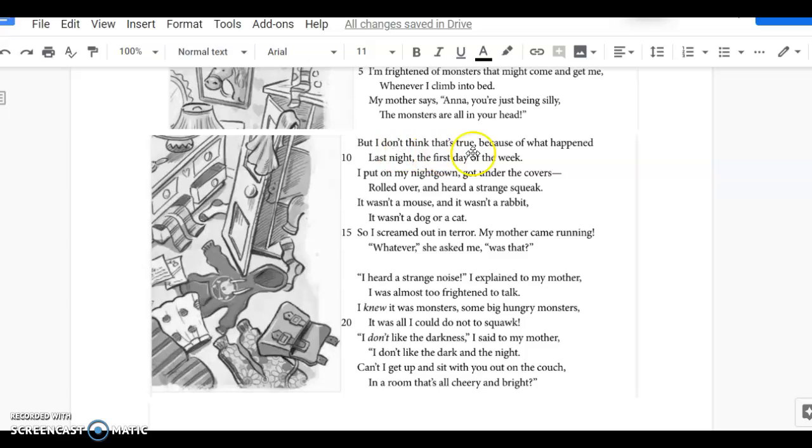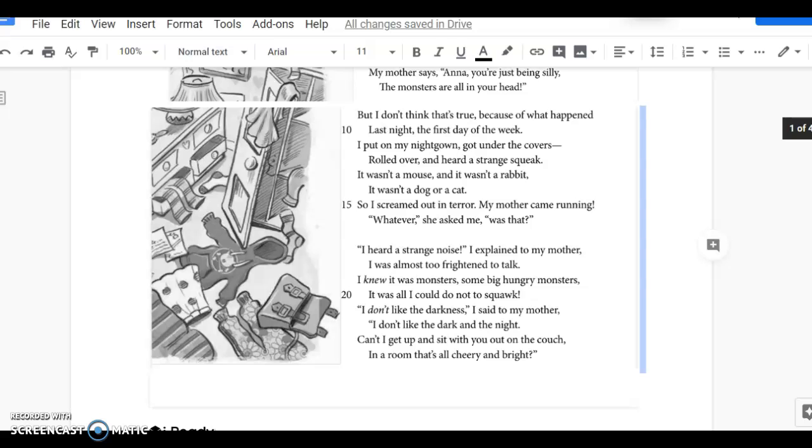But I don't think that's true because of what happened. Last night, the first day of the week, I put on my nightgown, got under the covers, rolled over, and heard a strange squeak. It wasn't a mouse, and it wasn't a rabbit. It wasn't a cat or a dog. So I screamed out in terror. My mother came running. Whatever, she asked me, was that? I heard a strange noise, I explained to my mother. I was almost too frightened to talk. I knew it was monsters, some big, hungry monsters. It was all I could do not to squawk.